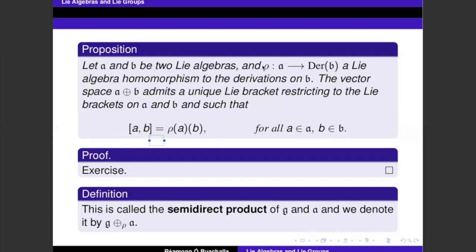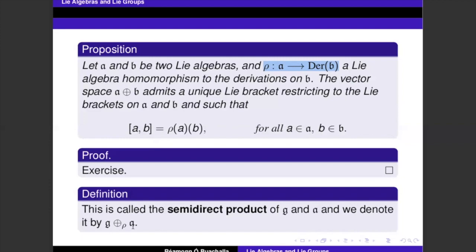And importantly, as I was saying before, it does generalize the direct sum. So if we take rho to be the 0 representation, then the Lie bracket of A and B will just be 0, which is to say we reduce down to the case of the direct sum of two Lie algebras. So it's a very useful generalization. That it's useful, I guess, because it arises naturally in the theory of Lie algebras everywhere.